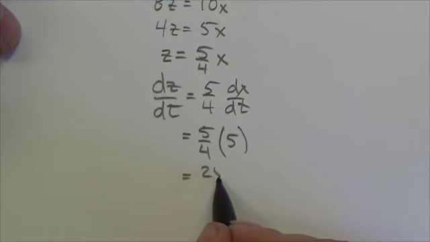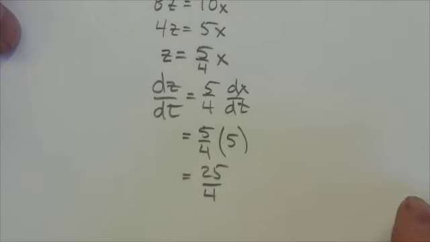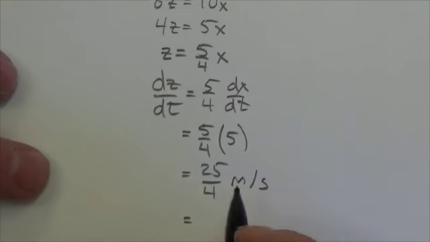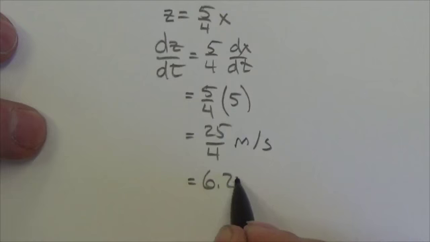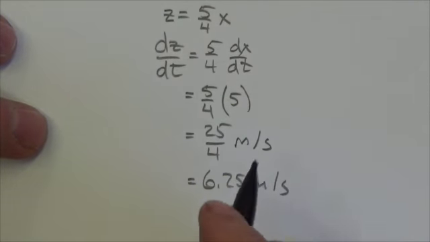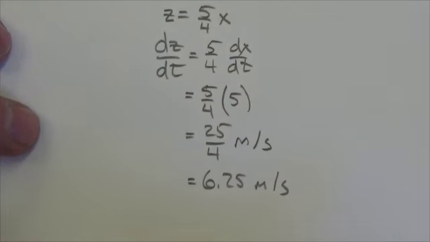And so this is going to end up being 25/4 meters per second. And actually, it probably makes sense, because I've done this with many others, to get the decimal version of this. This means it is going to be 6.25 meters per second. That probably gives you a better visual as to how fast that tip is moving.